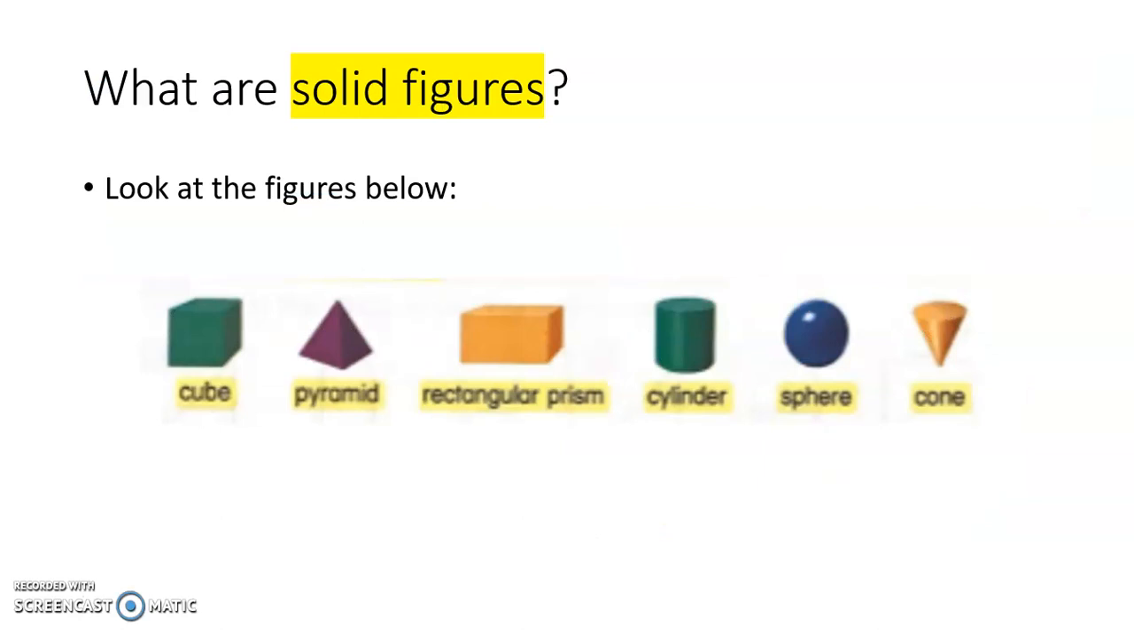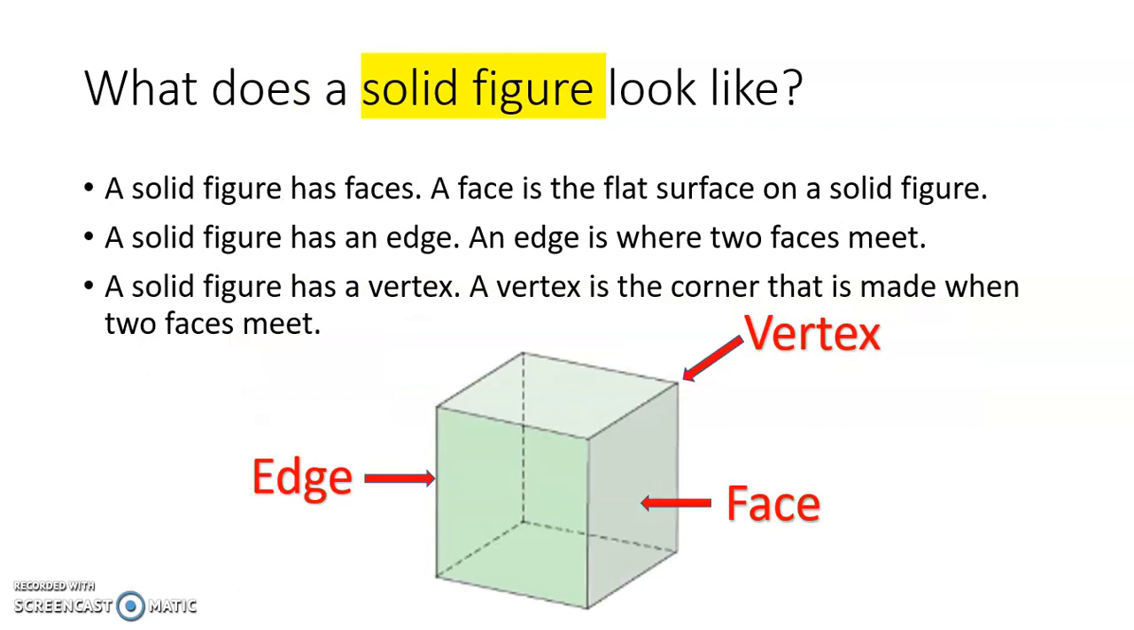What are solid figures? Look at the figures below. I've given you 6 figures: a cube, a pyramid, a rectangular prism, a cylinder, a sphere, and a cone. I want you to look at each one of these shapes and think about what you have around your house that may be this shape, or what you see every day that could be this shape.